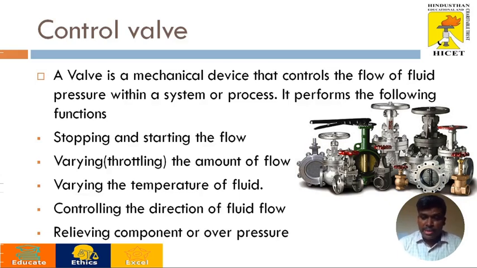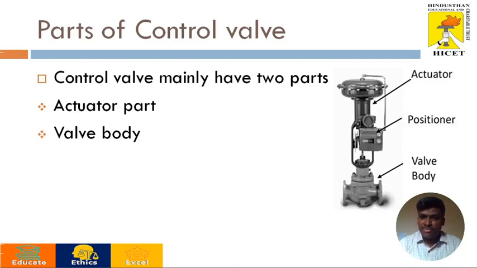A control valve is a mechanical device mainly used for the purpose of controlling or regulating the process. The control valve is an integral part of any flow application. Apart from that, it performs the following functions: starting and stopping the flow, varying the amount of flow, varying the temperature as well, controlling the direction of flow, as well as totalizing the flow. It can also act for safety purposes, like a vacuum or pressure safety valve. And these are the parts of a control valve.